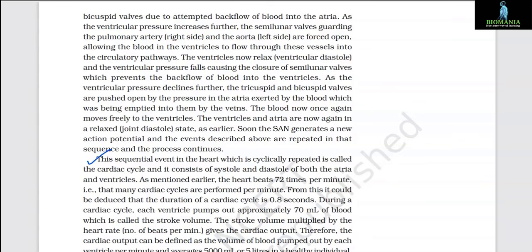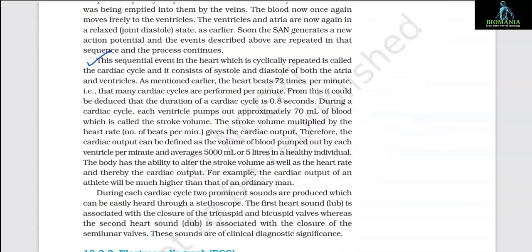As mentioned earlier, the heart beats 72 times per minute, that is that many cardiac cycles are performed per minute. From this, it could be deduced that the duration of a cardiac cycle is 0.8 seconds. During a cardiac cycle, each ventricle pumps out approximately 70 ml of blood, which is called the stroke volume. The stroke volume multiplied by the heart rate, number of beats per minute, gives the cardiac output.